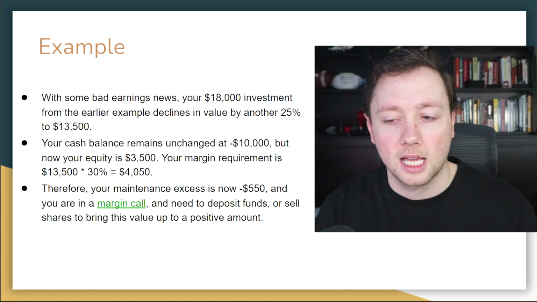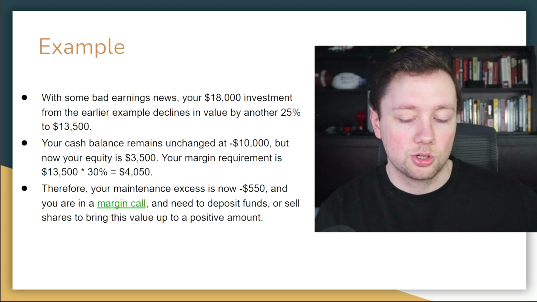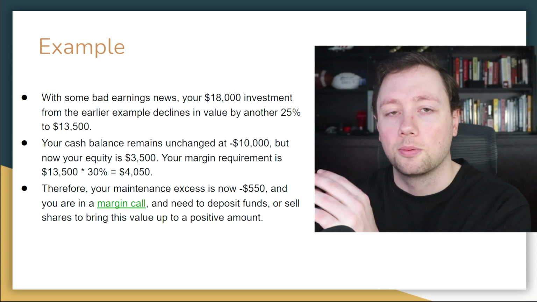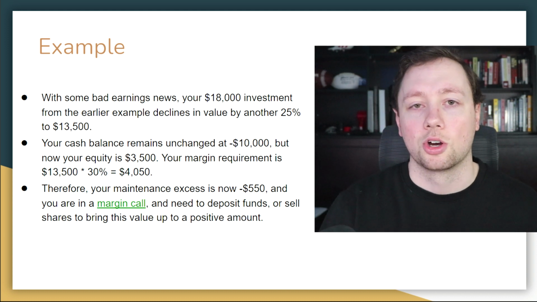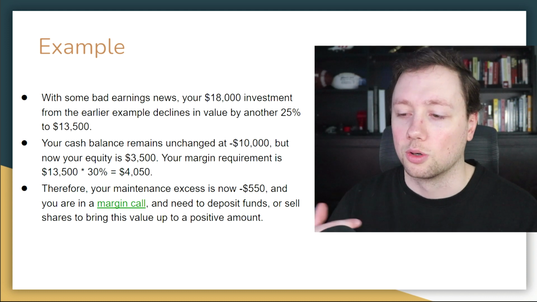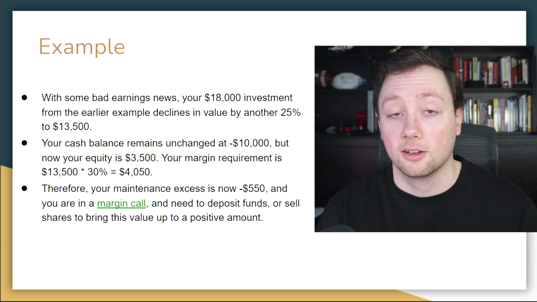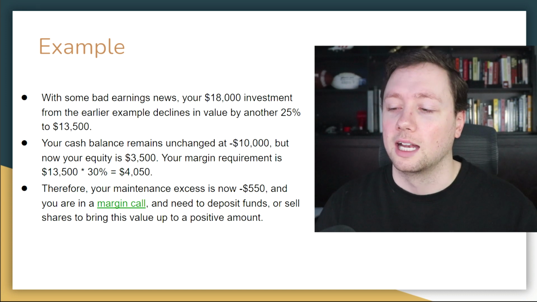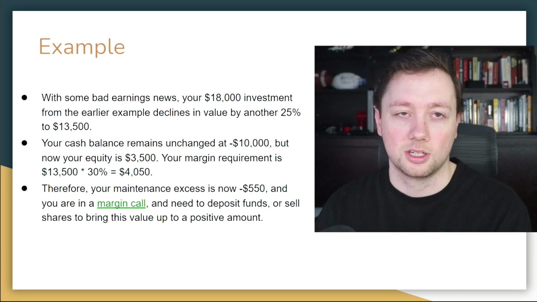However, 30% of $13,500 is $4,050, which means your equity portion no longer meets the margin requirements. Therefore, your maintenance excess is now negative $550, and you are in a margin call, and you need to deposit funds or sell shares to bring this value up to a positive amount.